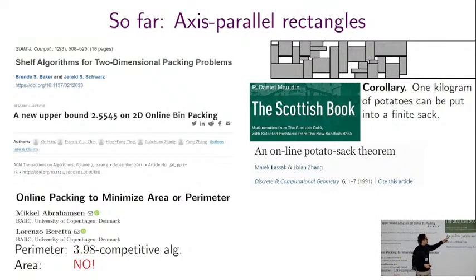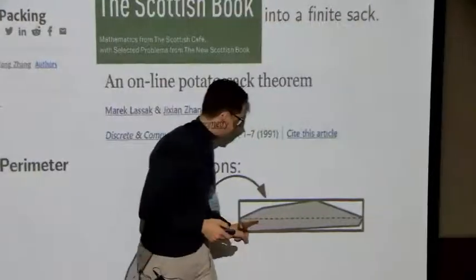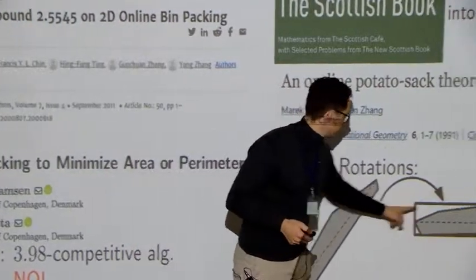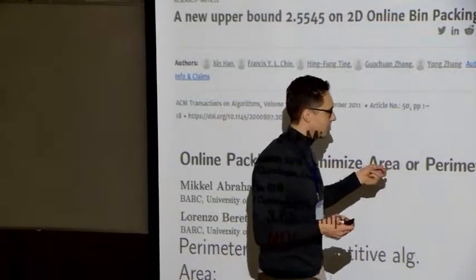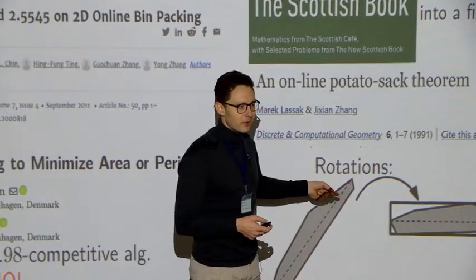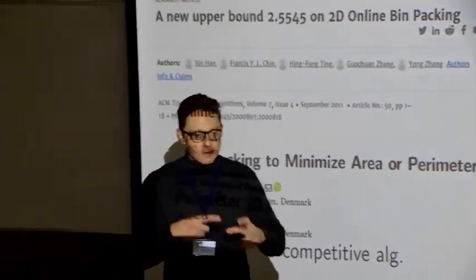And this has also been studied in the online setting. But that is using rotation. So, if you have your potato here, you can rotate it like this, so the diameter is horizontal, and then you can pack it into a bounding box, and then you can pack it as a box instead of this more complicated convex polygon. In ours, our result is that there is no potato sack theorem for online packing convex polygons without rotation.